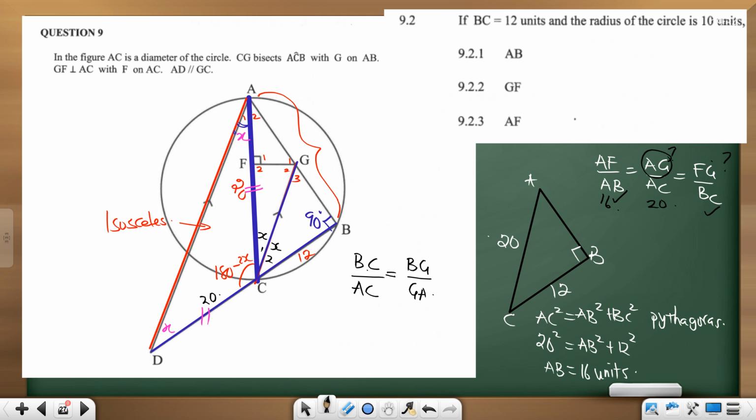What is my BC? 12. What is my AC? 20. We are looking for BG. Do we know BG? BG we don't know. Do we know GA? We don't know GA, right?